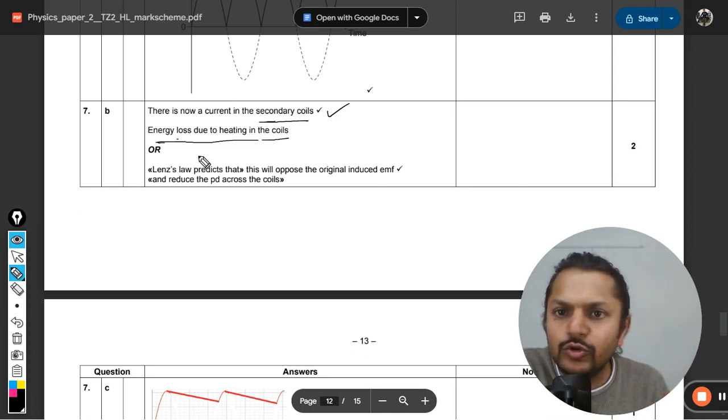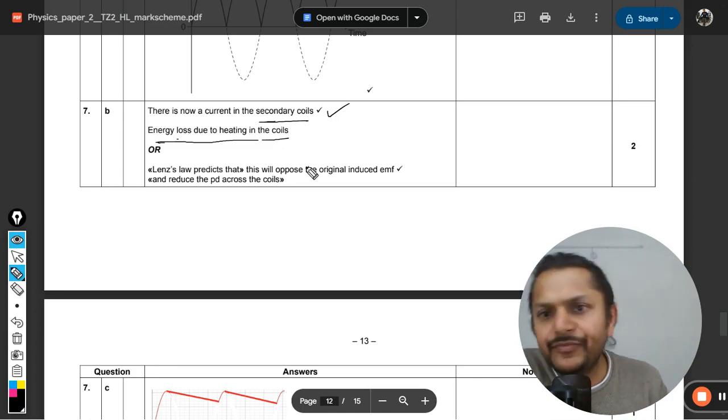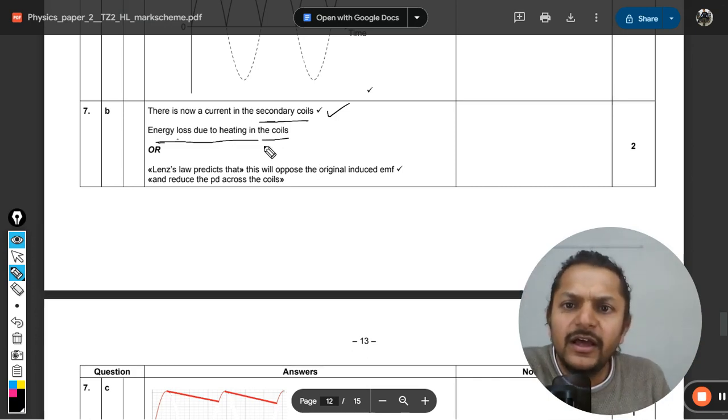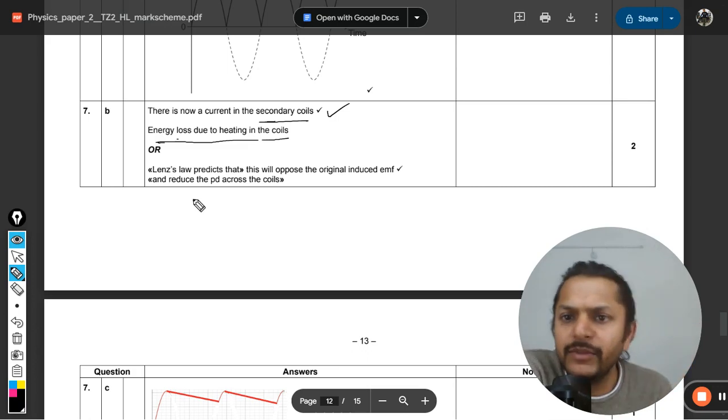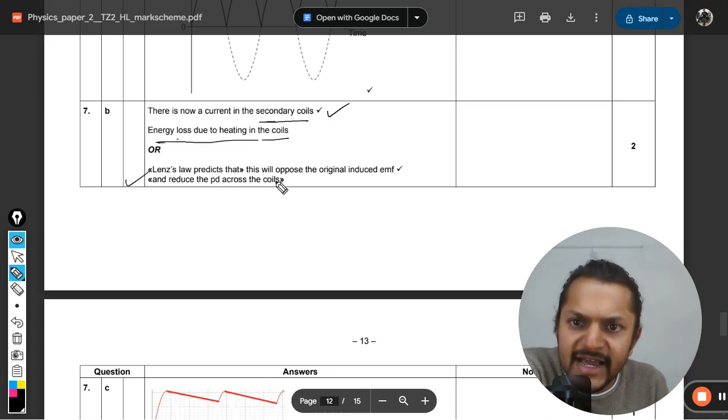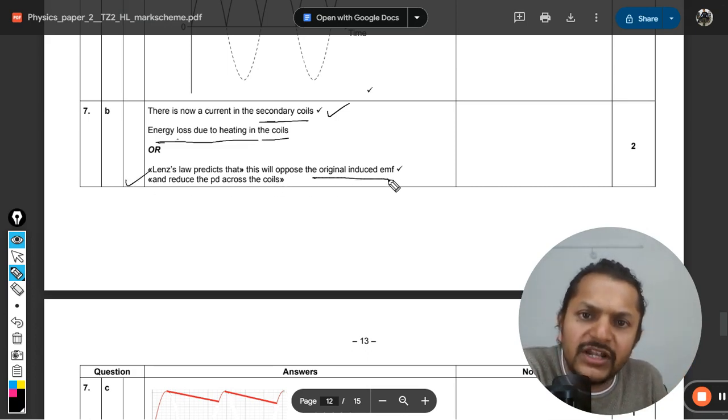Number one. Number two, like... Okay, fine, no problem. Let's see. Lenz's law predicts that this will oppose the original induced EMF.